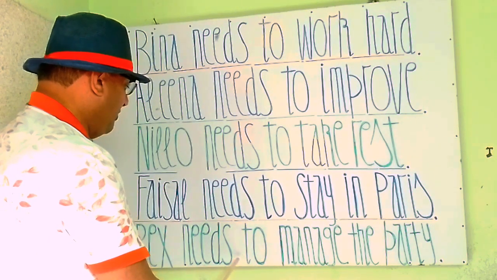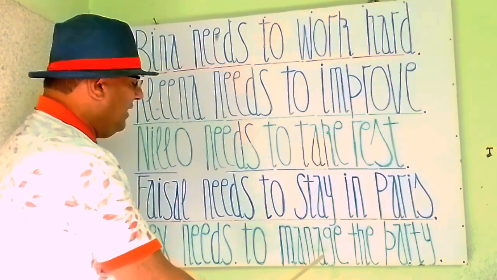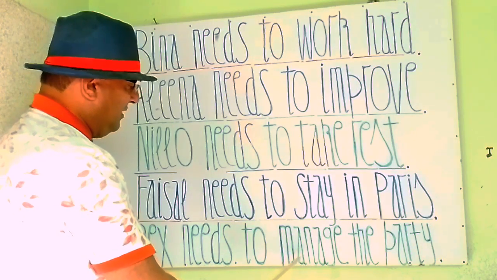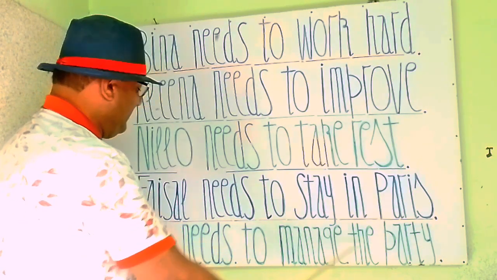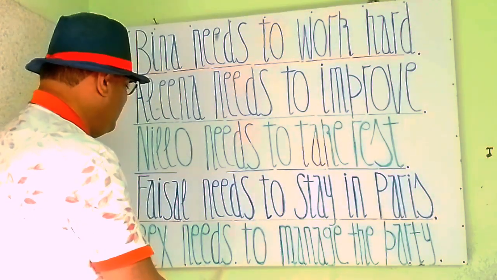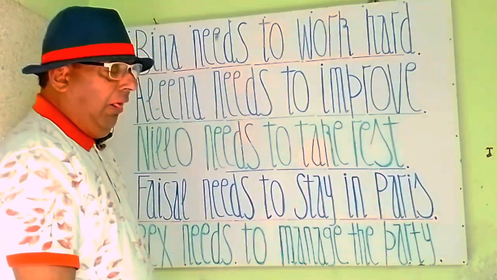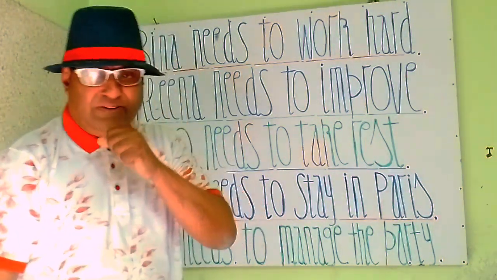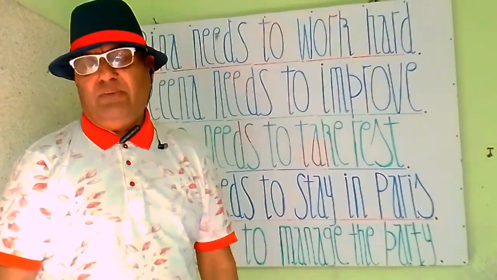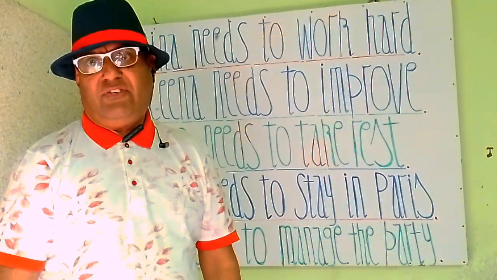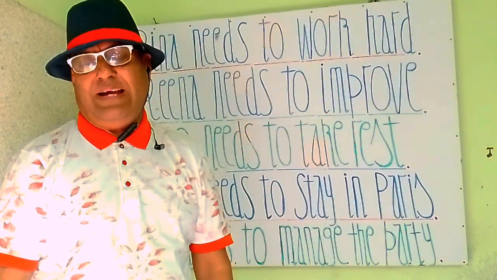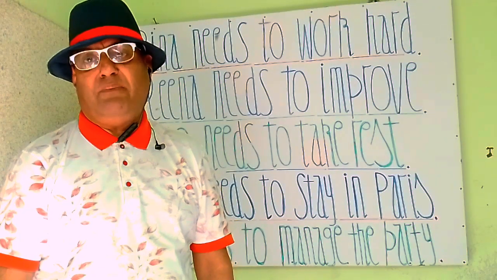So needs to is a modal verb and manage is a verb, and needs to helps the verb manage to complete this statement. Rex needs to manage the party. Excuse me. Here see my students. Rex needs to manage the party.